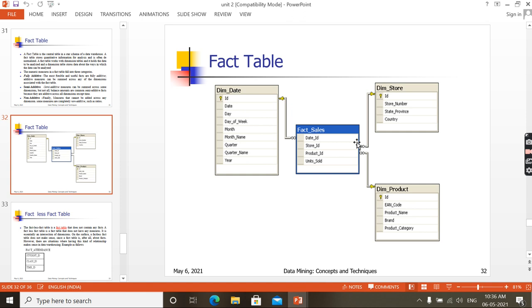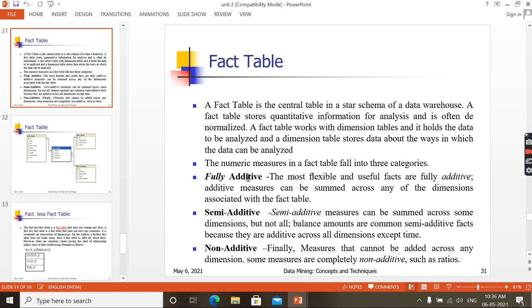Fact table is simply the collection of dimensions and measures. Here the numerical measures in the fact table fall into three categories: fully additive, semi-additive, non-additive. First, fully additive. The most flexible and useful facts are fully additive. Additive measures can be summed up across any of the dimensions associated with the fact table.